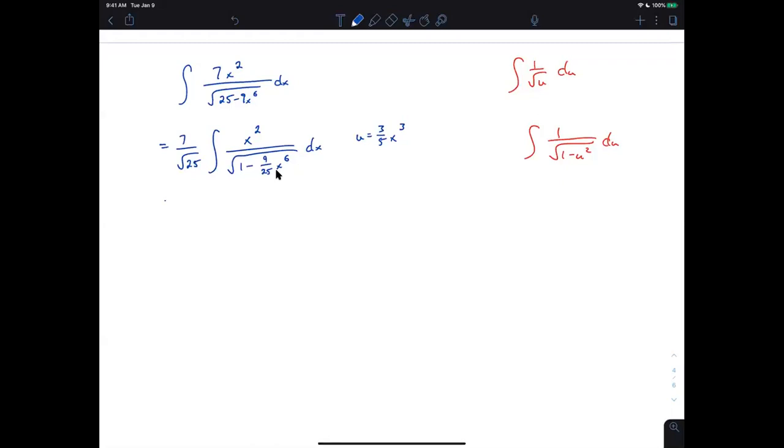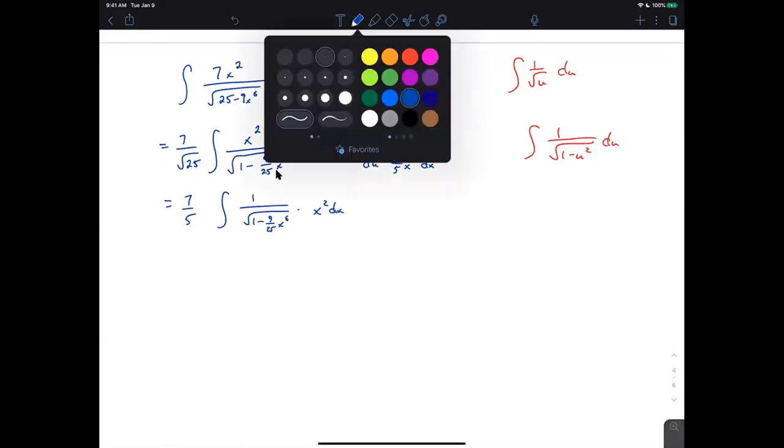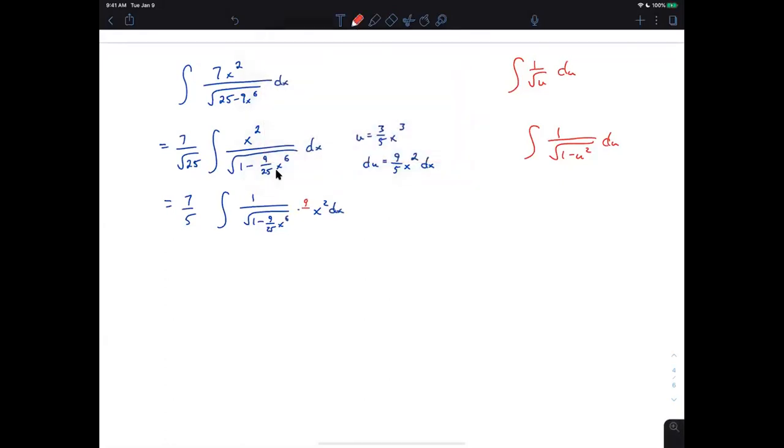All right. All right, so we got 7/5 integral 1 over, well, just kidding. Sorry, I'm jumping ahead. We got to get du. Du is then 9/5 x squared dx. So now we've got 7/5 integral. I'm going to move the x squared off of the fraction and put it next to the dx. And simultaneously, I'm going to go ahead and multiply inside by 9/5 and outside by 5/9. Does that make sense?